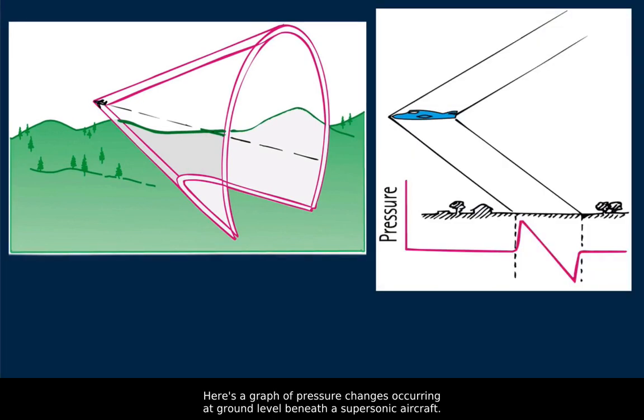Here's a graph of pressure changes occurring at ground level beneath a supersonic aircraft. A high-pressure cone with the apex at the bow of the aircraft is quickly followed by a low pressure, making an N shape. What occurs is a ba-boom, double, a sonic boom.